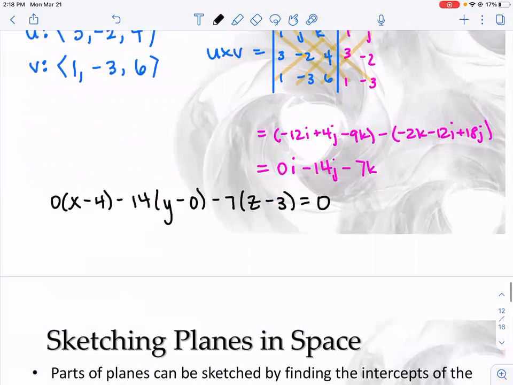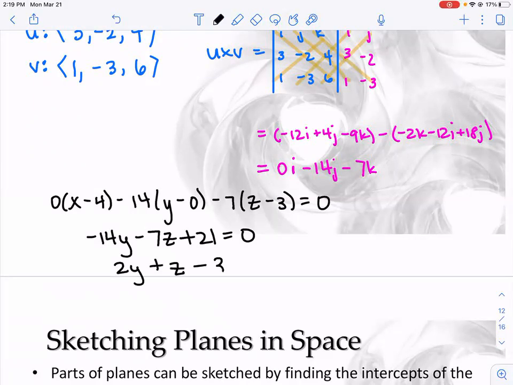Okay, so the x's go away. Negative 14y minus 7z plus 21, right? Okay, we can make that look prettier, can't we? I'm gonna write this as 2y plus z minus 3 equals 0. What did I do? Divided by negative 7. If you left it like this, am I gonna care? No, but this is probably what Calc Chat's gonna do.